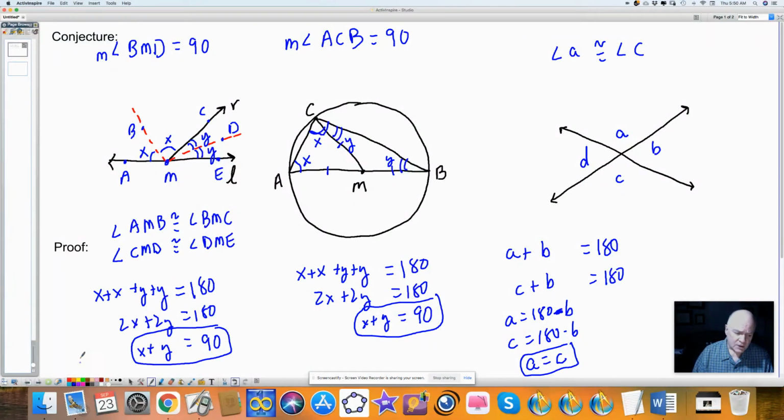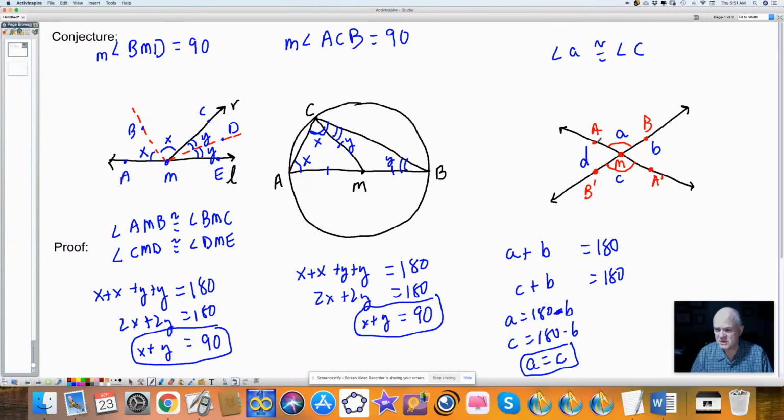What I want to not lose on you is the beauty of using transformations as well. I could have taken a point here and rotated around this midpoint 180 degrees. So this point A would become A prime if it's rotated around point M. This point B would become B prime if it's rotated 180 degrees around point M, which shows that this angle must be the same as this because of a rotation of 180 degrees.